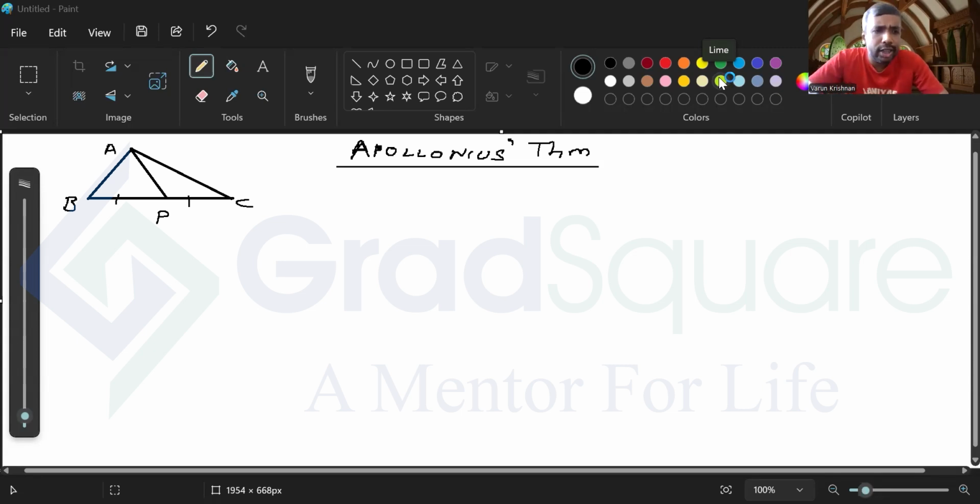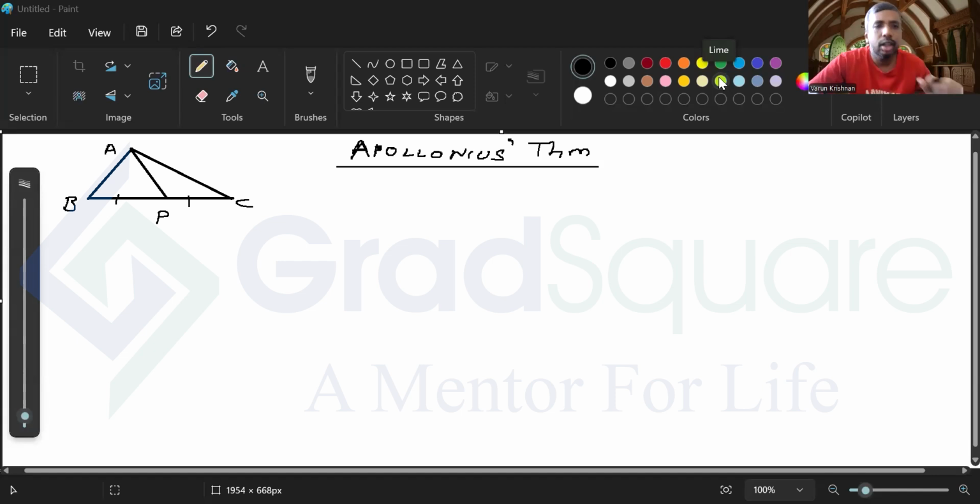Now, before I get into the application of the theorem or what this theorem exactly states, let me start off by talking about the derivation of this theorem. Firstly, Apollonius theorem is associated with medians of a triangle. You can apply this theorem only if you have a median in a triangle. Without a median, you cannot apply this theorem.